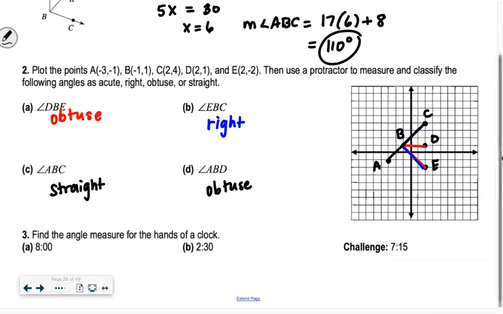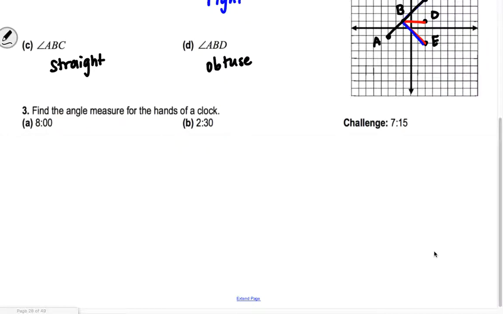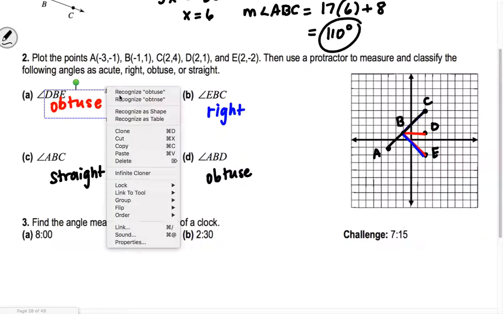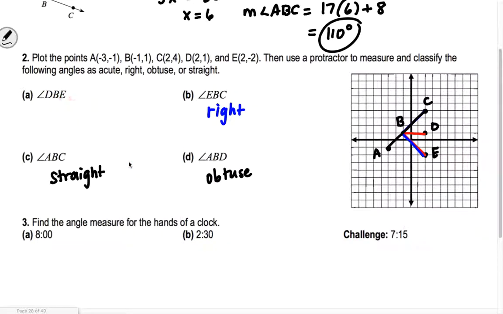All right, so how about a clock? It says find the angle measures for the hands of a clock. ABD, what did I do? It's supposed to be acute. Oh, did I write something down? ABD? I don't know what you're saying. DBE? Oh yeah, why did I write obtuse? It's acute, yeah, thank you. Why didn't you tell me earlier? You let me get all the way to D?